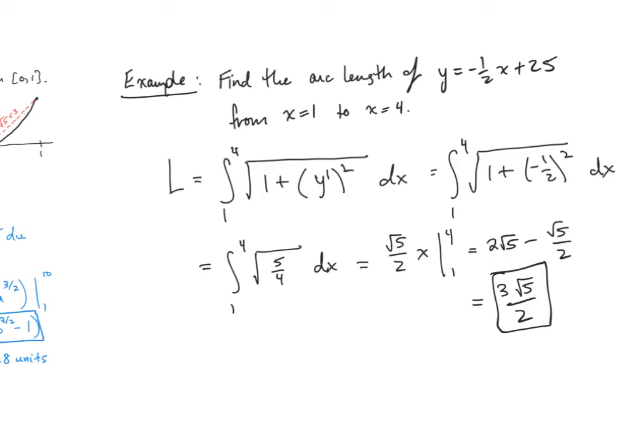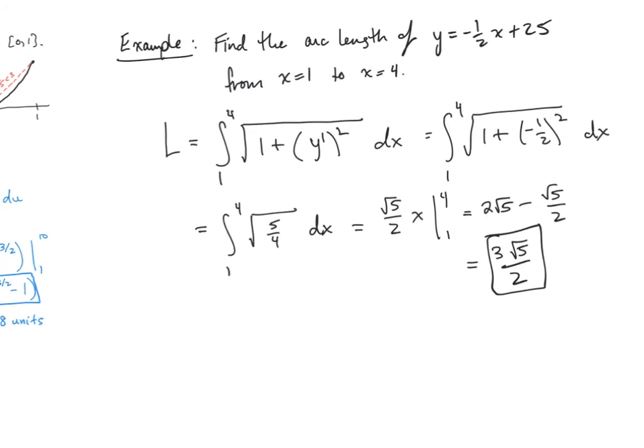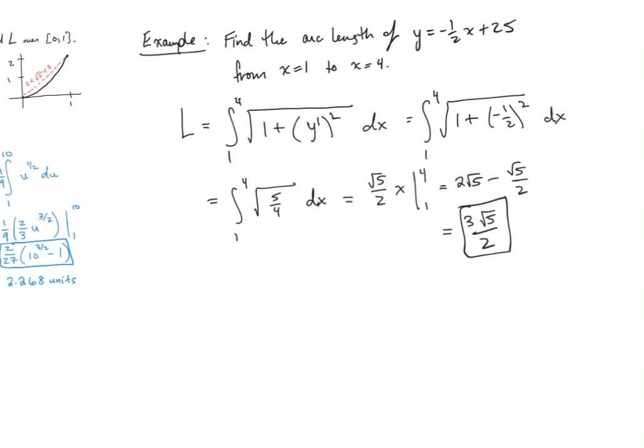Let's see if it really corresponds to what we would see geometrically. I mean, we can view this problem geometrically because we're dealing with a line segment. So let's look at the graph of this thing. So y equals negative 1/2 x plus 25. Well, it has a y-intercept of 25. I guess the x-intercept is going to be something like 12.5.